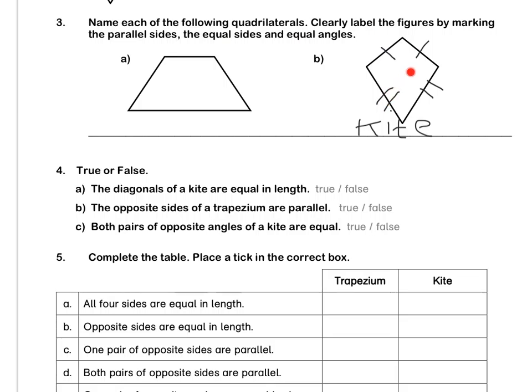The opposite angles of a kite are not equal in length. A kite has got no sides which are parallel, and a kite has only got one pair of opposite angles that are equal, and it is those two. Pause this video to complete question 3 and question 4 by yourself.